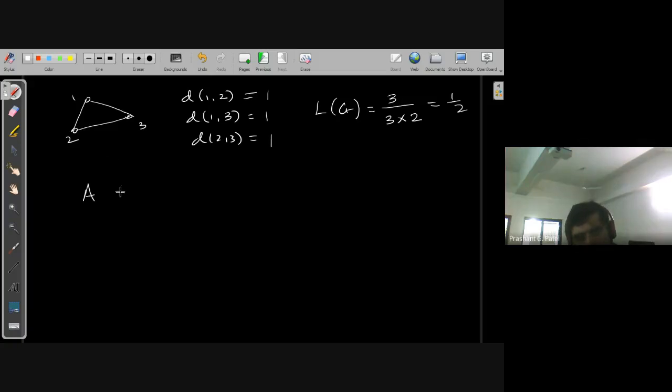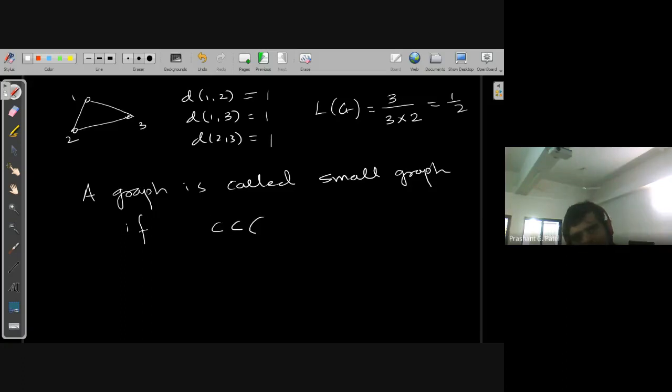So a graph is called a small world graph if the CC of G, that is the clustering coefficient of G, is approximately 1, and L of G is also small, relative to the size of the graph. There are certain examples which we can say are small world graphs, for example, airline networks.